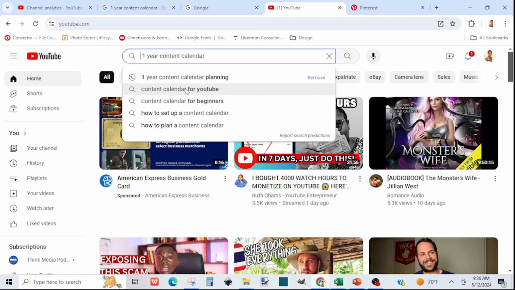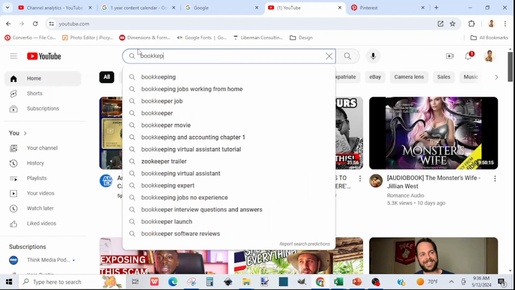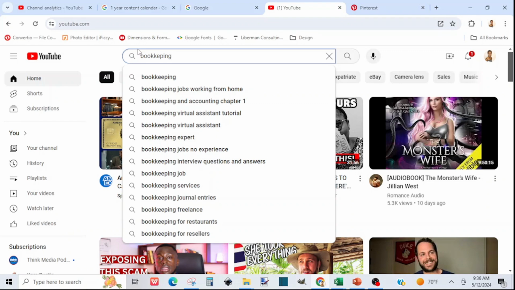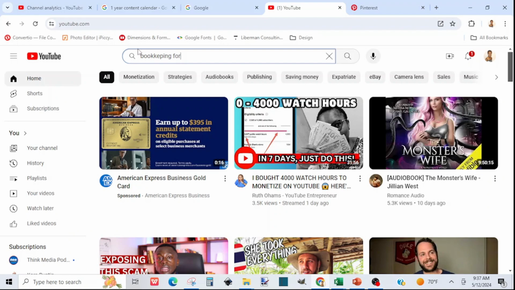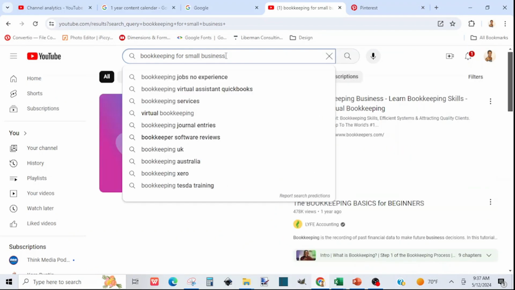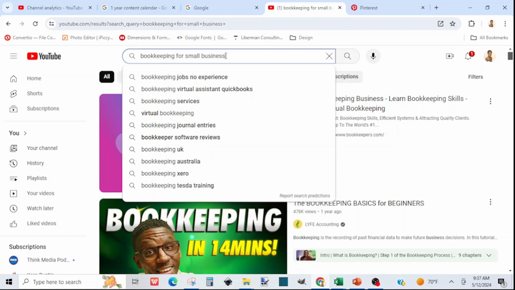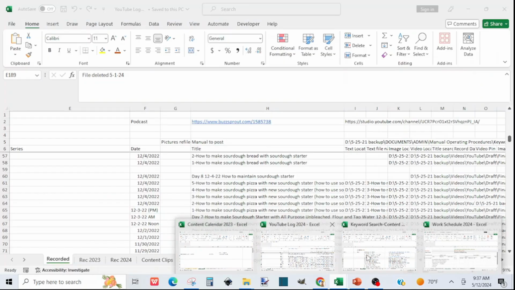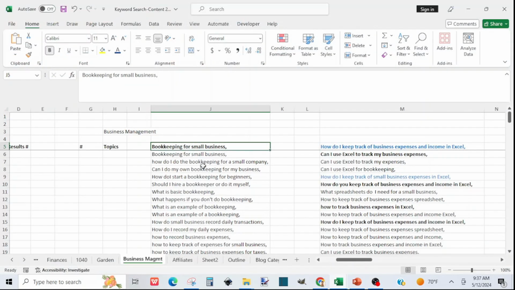And pretty much when I go to YouTube, even though I already have those searches, I did those searches in Google and I have them, I can type bookkeeping for small business. And then I'm going to click on it. So when I click on it, then I will see if it's going to give me other suggestions. So bookkeeping, job no experience, bookkeeping, journal entry. So bookkeeping services is not really what I really want to create information for. So I will just keep doing that and get more specific.